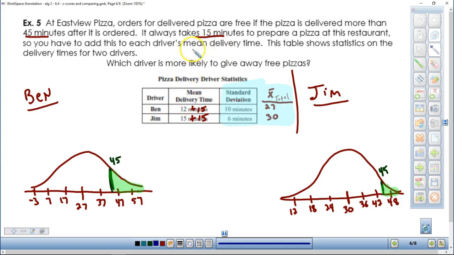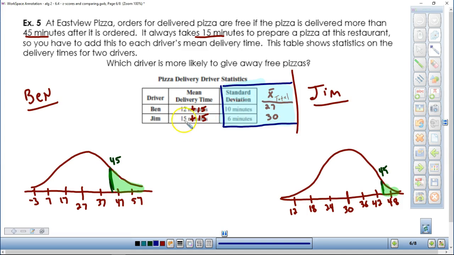What we're going to do here is make sure that we realize that this delivery time is going to have to be added to the time that it takes to prepare the pizza, since our 45 minutes is going to include the time of making the pizza and delivering it. So I'm adding 15 to both of those to get a new mean of 27 and 30. This table shows the statistics on the delivery times for the two drivers. So we're going to assume that these standard deviations are for the delivery time and the pizza making time together, and use those with our full amount of time to get the pizza to the customer.